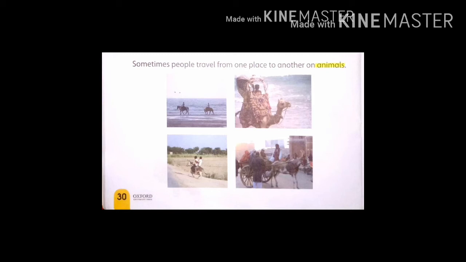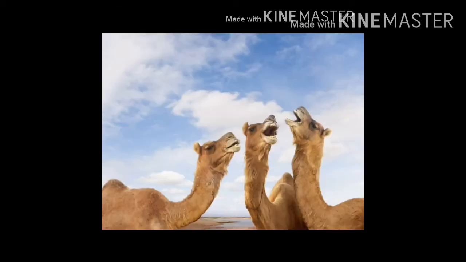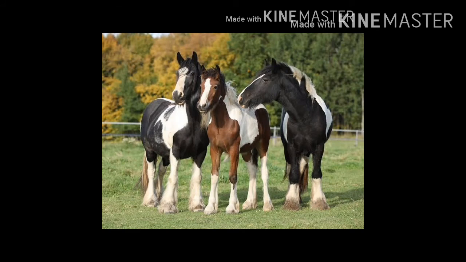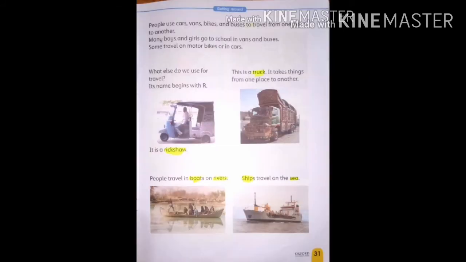Next, sometimes people travel from one place to another place on animals. Actually, in the past time, people used to travel from one place to another place on animals. For example, they used to travel on camels, donkeys, and horses. So these all are old means of transport. Come to the page number 31.